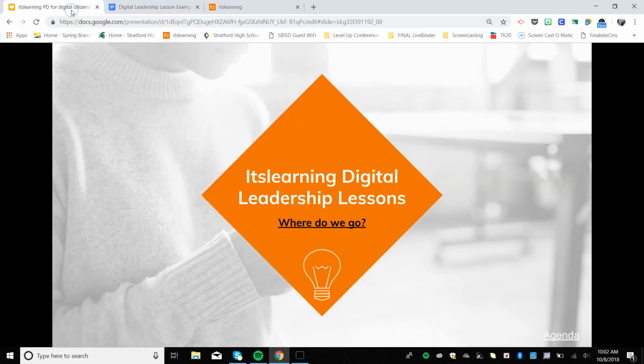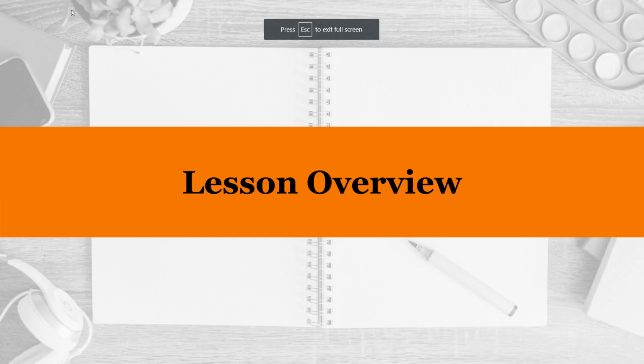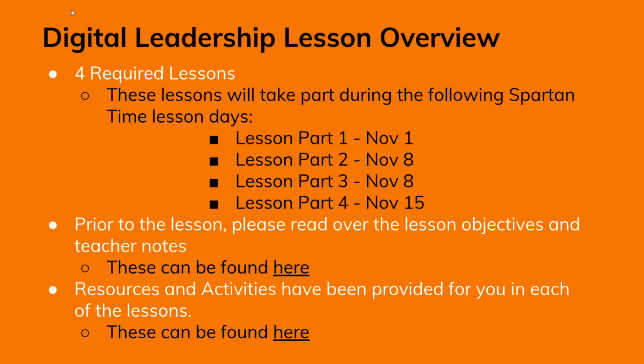Let me quickly go back and then we'll continue on. We're going to do a quick overview of this lesson. There are 4 required lessons, and there are 3 different Spartan Time lesson days where we will be going over these lessons with the students. For part 1, that will be November 1st. Parts 2 and 3 will be done on November 8th, since we've got a little more time in that Spartan Time class. And then part 4 will be happening on November 15th.